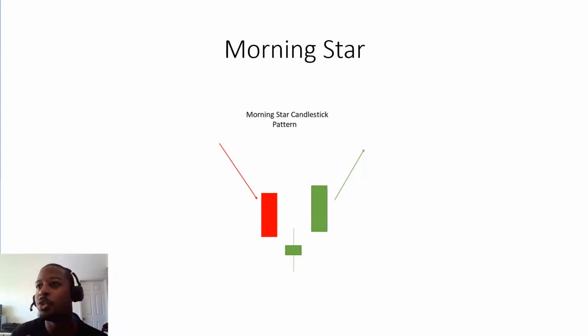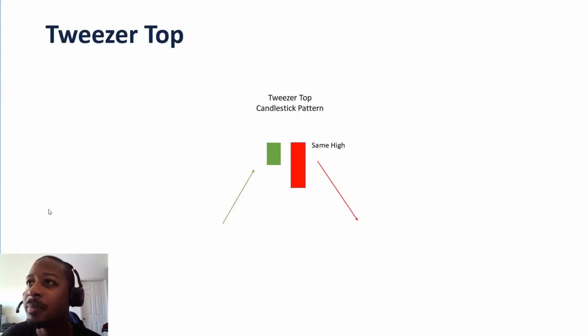I'm trying to make this section a little bit quicker and easier, guys, because the more you start to see this stuff, the easier it'll be to recognize. Now you have a tweezer top and a tweezer bottom. A tweezer top typically happens when there's been an uptrend in the price of a security, and it's usually just two candlesticks. Both of them will have the same type of high, but the second candle will typically be bigger than the first candle, even though they have the same high. This one will be bigger, and it's going to start to indicate a reversal.